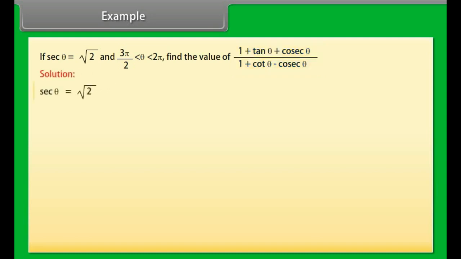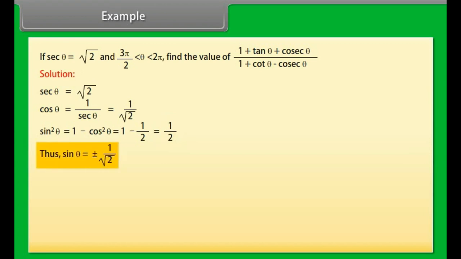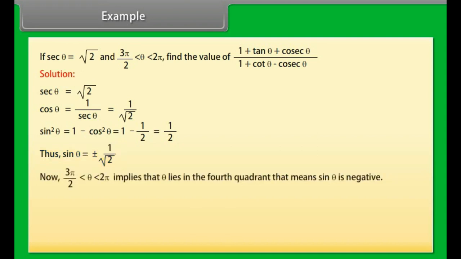Solution. Sec of theta is equal to under root 2. Cos of theta is equal to 1 by sec of theta is equal to 1 by under root 2. Sin square of theta is equal to 1 minus cos square of theta is equal to 1 minus half is equal to half. Thus, sin of theta is equal to plus minus 1 by under root 2. Now, 3 into pi by 2 less than theta less than 2 into pi implies that theta lies in the fourth quadrant. That means sin theta is negative. Sin of theta is equal to minus 1 by under root 2.